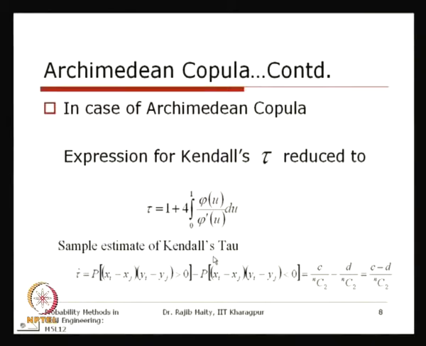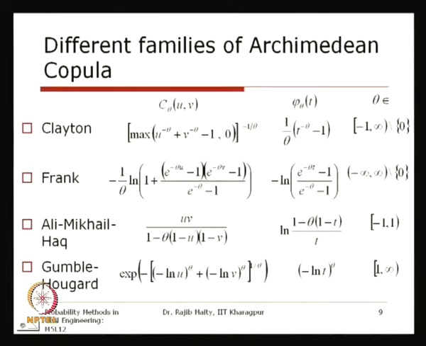Now, from the sample we got, how do we get the sample estimate of Kendall's tau? Now, we will see how this sample estimate can be linked to theta, because we have already seen the expression that theta and tau are related in one form in the case of the Archimedean copula.